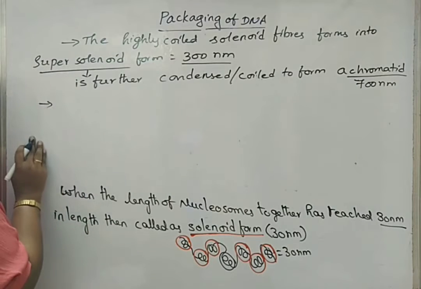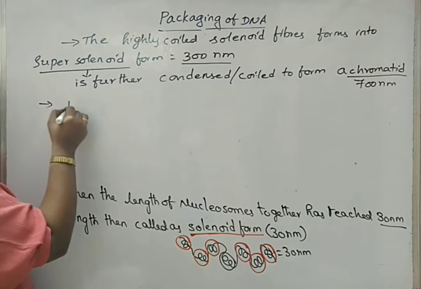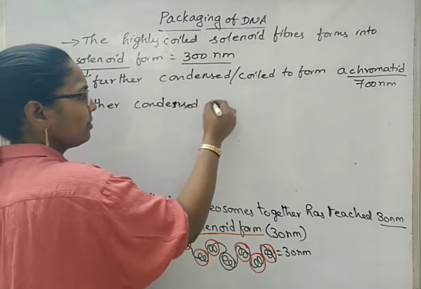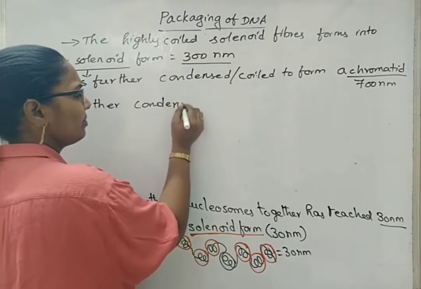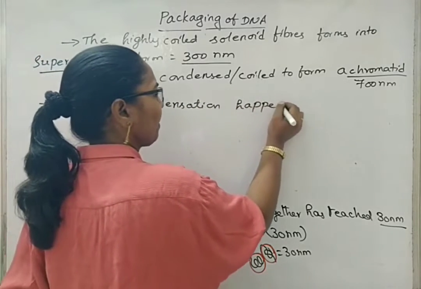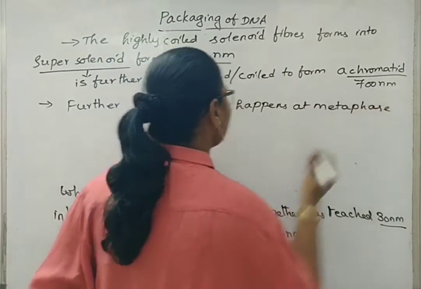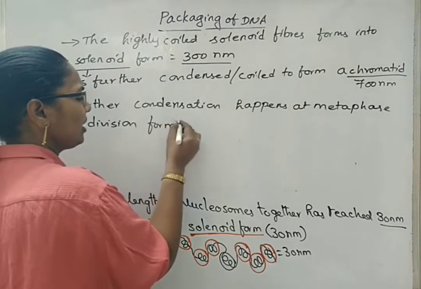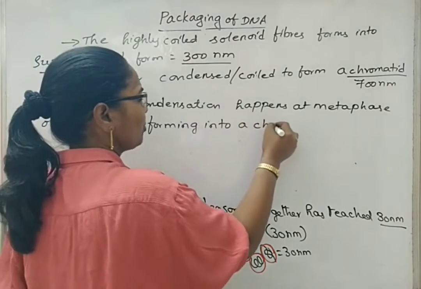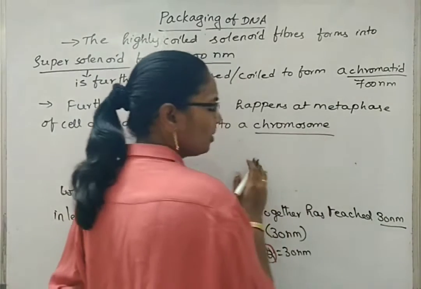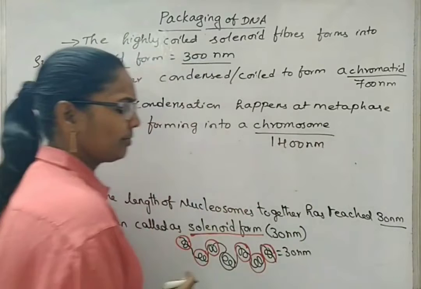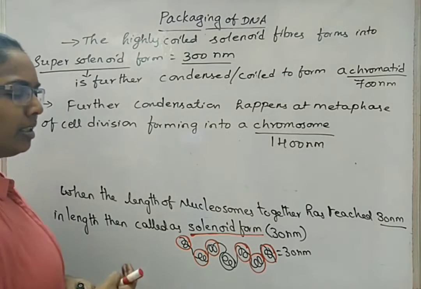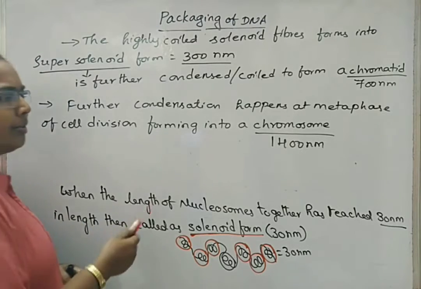Now, further condensation is leading into formation of chromosomes. Here it is an MCQ. Further condensation happens at metaphase of cell division, forming into a new structure, that is chromosome. Now the complete chromosome, its length also will be changed, that is 1400 nanometers. Means the total DNA or the nucleosomes or the solenoids, their length will be changed, and also the terms that are given for those highly coiled structures, now is of 1400 nanometers in length.